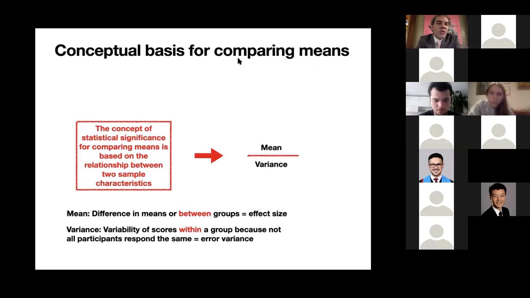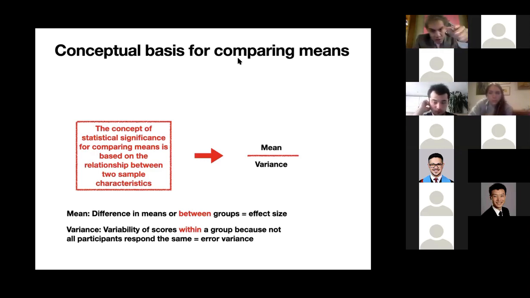We'll start by understanding a little bit about the conceptual basis for comparing means. You know, t-tests and analysis of variance rely on means. They compare means. So the concept of statistical significance for comparing means is based on the relationship between two sample characteristics. And if you understand this, you understand the basics of the t-test and of ANOVA. This is the foundation of everything. These two sample characteristics are the difference in means divided by the variance.